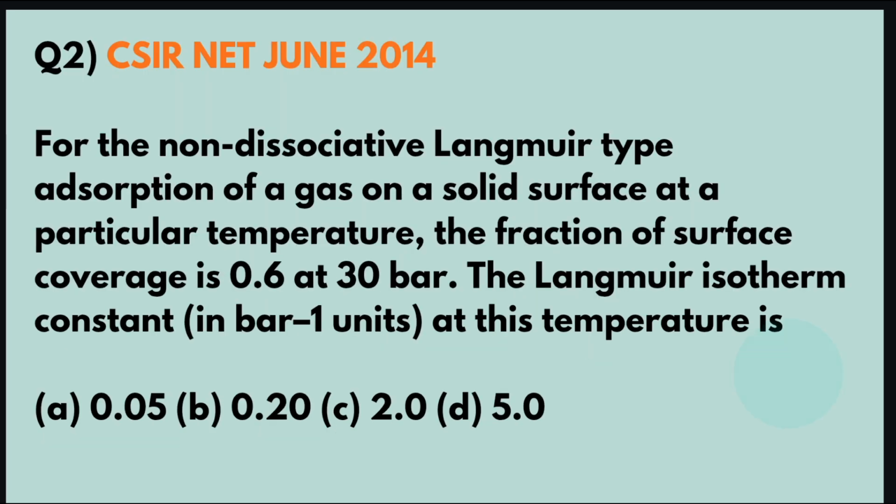Now, let's move to the second question. This was also asked in CSIR NET June 2014. For the non-dissociative Langmuir type adsorption of a gas on a solid surface at a particular temperature, the fraction of surface coverage is 0.6 at 30 bar. The Langmuir isotherm constant in bar inverse at this temperature is: option A 0.05, option B 0.20, option C 2, option D 5. Now let's see the solution.